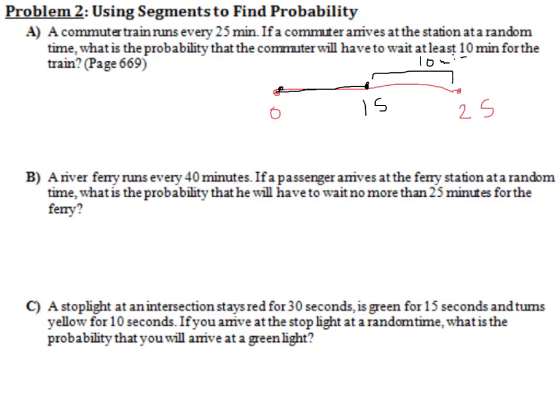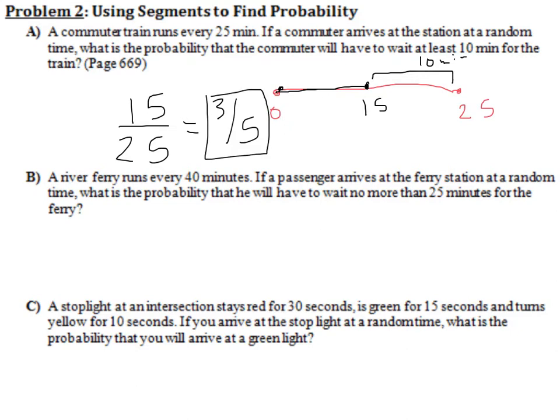So my total here is the total length, which is 25, and my favorable outcome is going to be 0 to 15, because if you arrive in between 0 to 15 minutes, you would definitely have to wait for at least 10 minutes. So my favorable outcome would be 15. And you should always reduce. This could be reduced to 3/5, because both of them can be reduced by 5. So I want you to try the next two by yourself.